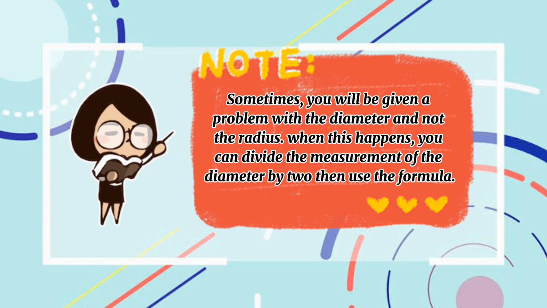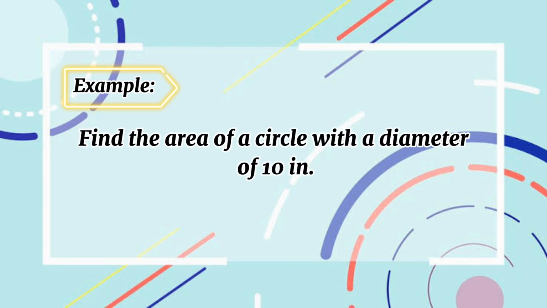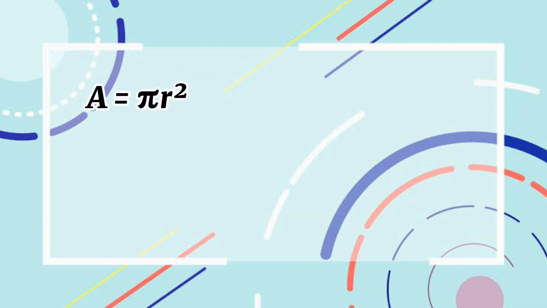Sometimes you will be given a problem with a diameter and not the radius. When this happens, you can divide the measurement of the diameter by 2 and then use the formula. Example. Find the area of a circle with a diameter of 10 inches. First, we divide the measurement in half to find the radius. 10 divided by 2 equals 5 inches. Now, we can use the formula.